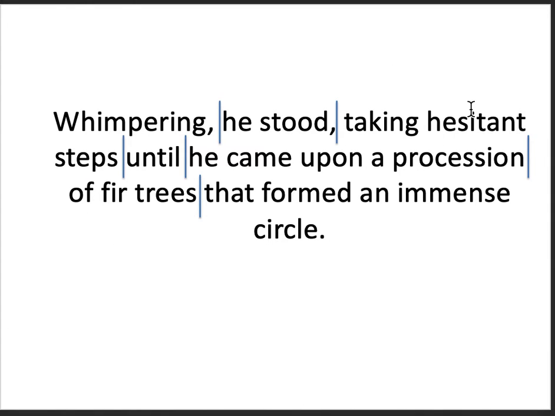And the last thing I did was I actually broke the sentence up into parts. And so again, I took my participle, whimpering. Then I took my kind of simple hidden sentence, he stood. Then I took another participle, taking hesitant steps, the conjunction, which is a subordinate conjunction, until. Then, since we know this is where it becomes a clause, he came upon a procession. Then I have a prepositional phrase, of fir trees, and then I have another subordinate conjunction, that formed an immense circle. So I always find that doing this helps me understand my sentence and helps me in my rewriting.